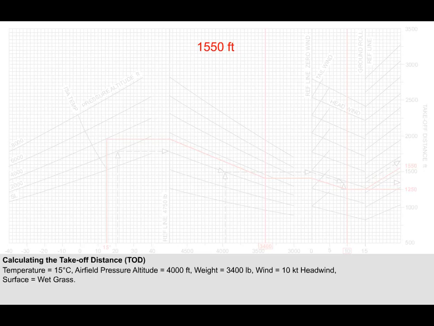Since the graph assumes a paved dry runway, we will have to make a correction to the takeoff distance for the different conditions. You may recall that wet grass increases the distance by 30%, or by a factor of 1.3. Our calculated takeoff distance was 1,550 feet. But correcting it for wet grass would now make the distance 2,015 feet.